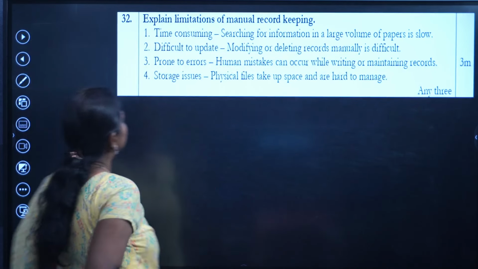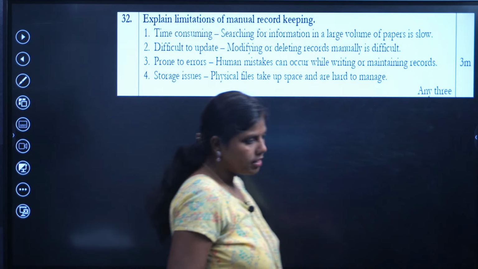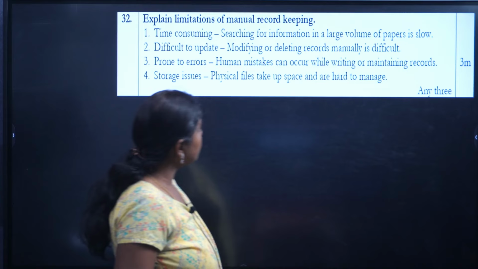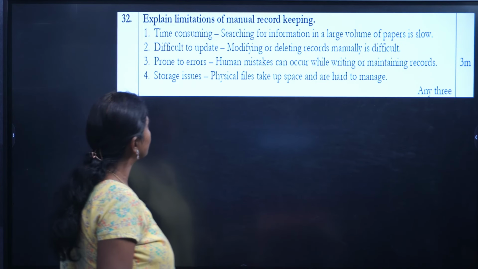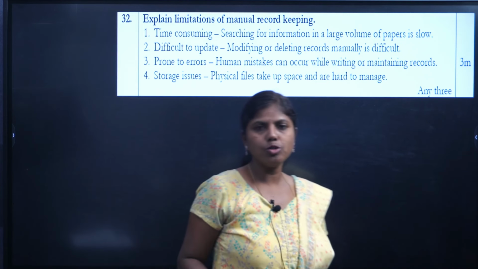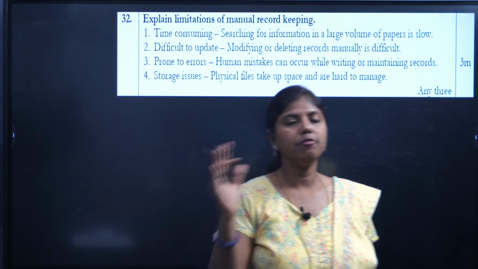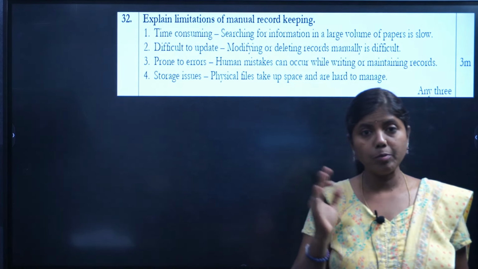We'll go to the next question. Explain the limitations of manual record keeping. You have to answer this for 3 marks. For example, first PUC students have cleared their exams and are promoted to the second PUC.